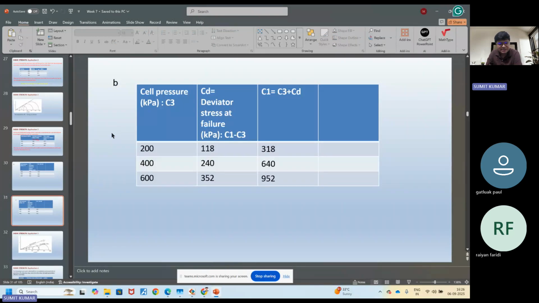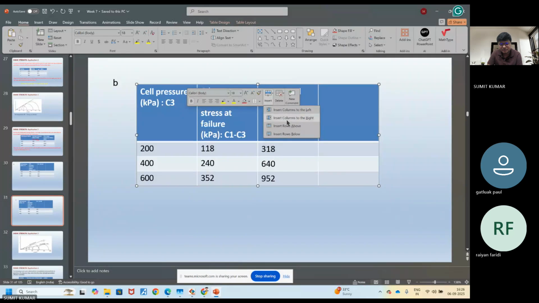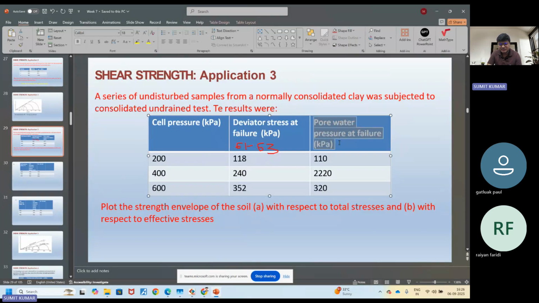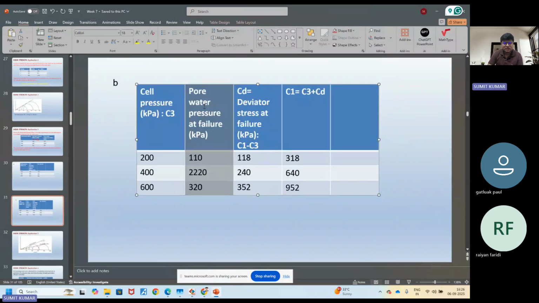In the second part, the cell pressure is sigma 3, but the pore water pressure is also there. So we need to calculate sigma 3 effective. Give me a minute. Let me copy the pore water pressure as well. Control C, and then paste. Okay, so now we need to calculate the effective cell pressure.